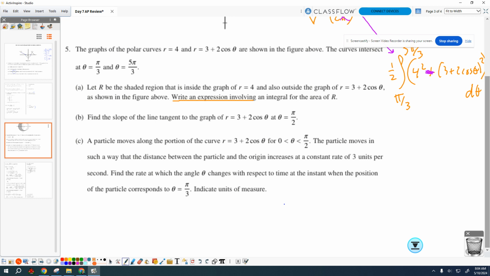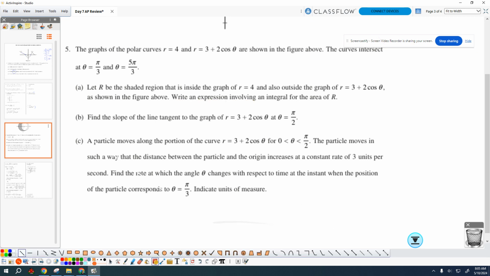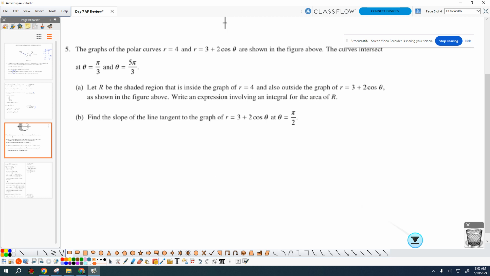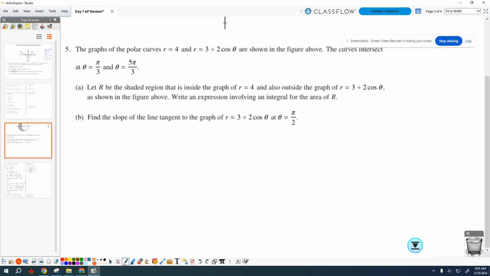Part B is tedious. Did anyone finish yet? Camden, what'd you get? 2/3. Okay, what was your process? I found y and x: x was r times cosine theta, y was r times sine theta, and then the derivatives of each, and then I just plugged in pi over 2, and that was it.